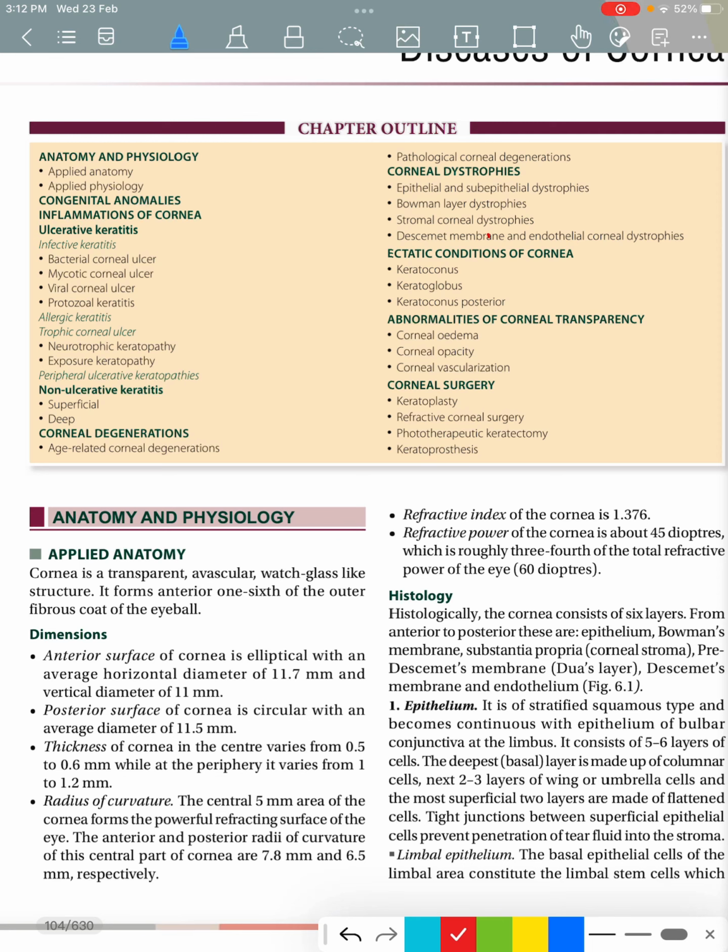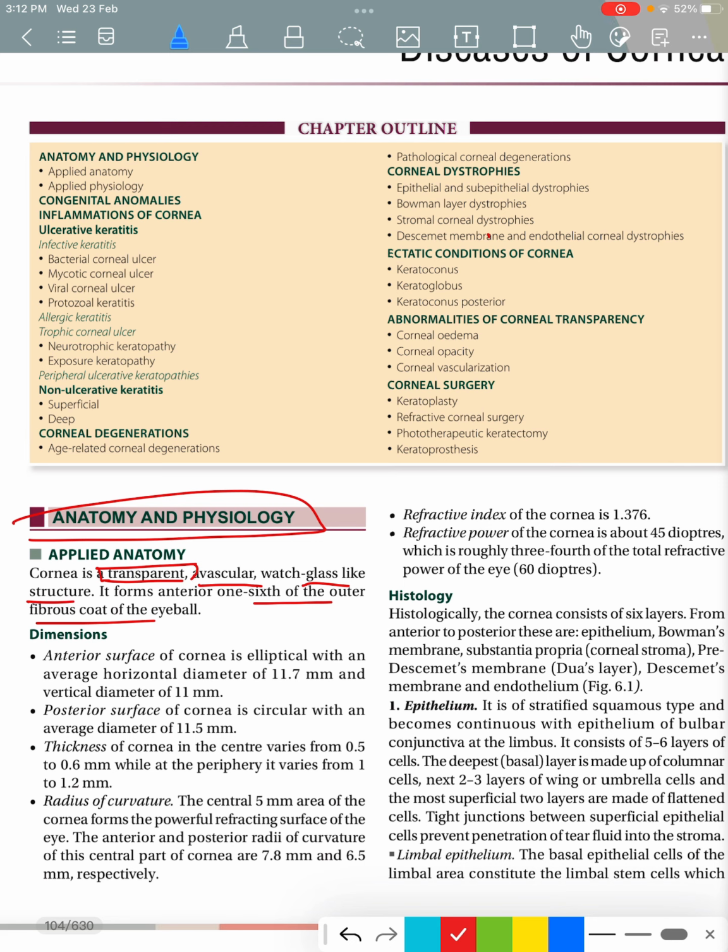In this video we are going to see about the cornea. First let's see about the anatomy itself of the cornea. The cornea is a transparent, avascular, glass-like structure. It forms the anterior 1/6 of the outer fibrous coat of the eye, whereas the remaining 5/6 is formed by the sclera. Why does it remain transparent?